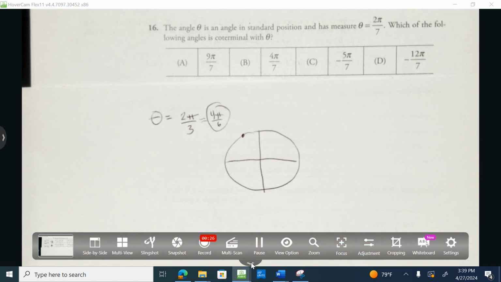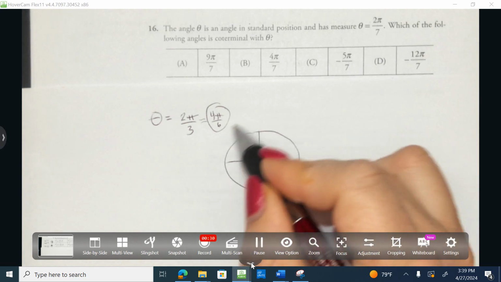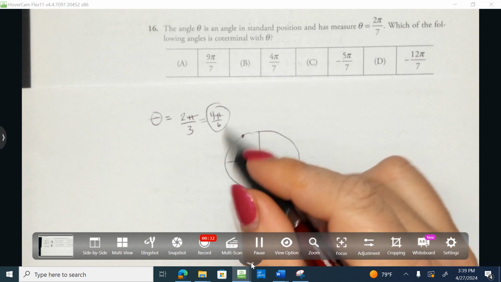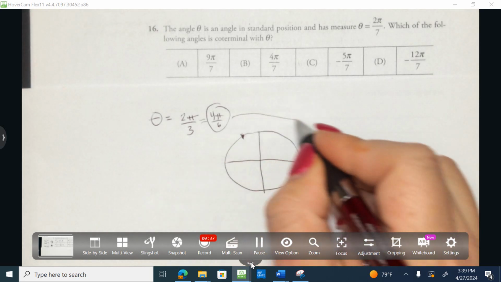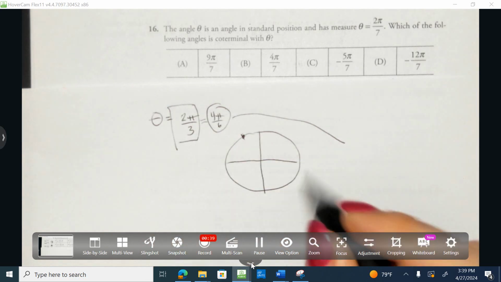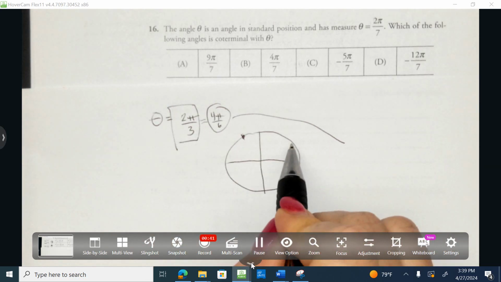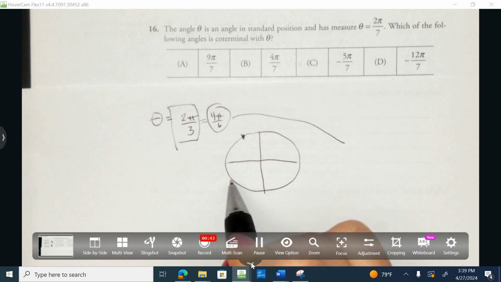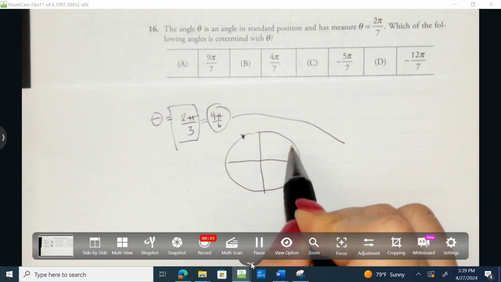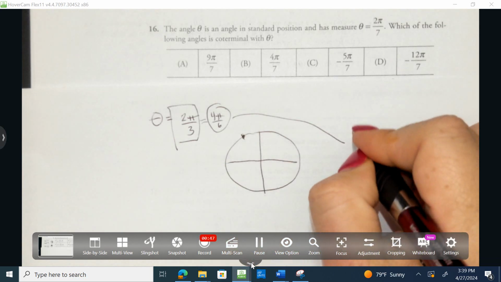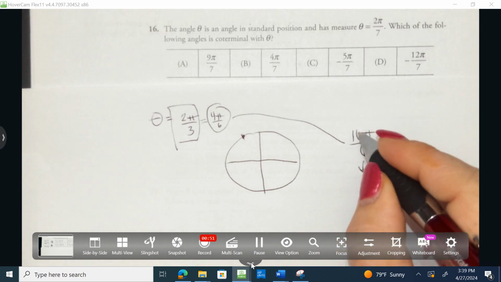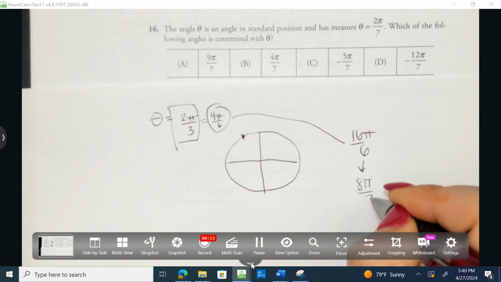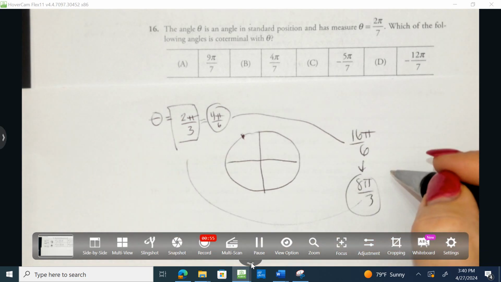We just put it in reduced form. And so when they're saying which of the following is a coterminal angle, it means you can go around as many times or revolutions as you want, but when you land here. So I'll give you some coterminal angles to 2 pi over 3. So here is 1, 2, 3, 4, 5, 6, 7, 8, 9, 10, 11, 12, 13, 14, 15, 16. 16 pi over 6, which would reduce, dividing by 2 and dividing by 2, to 8 pi over 3. That's a coterminal angle.